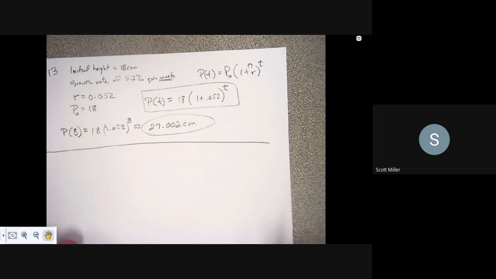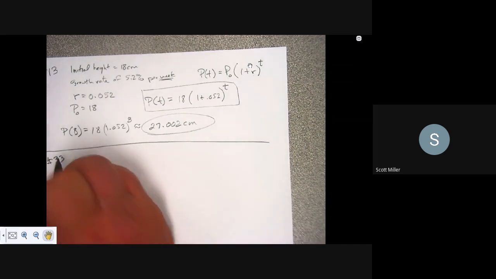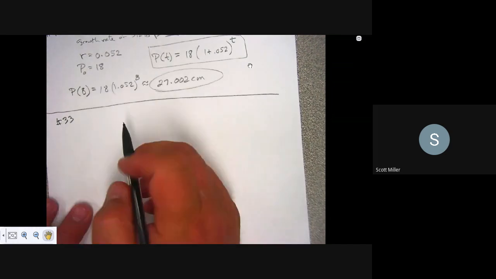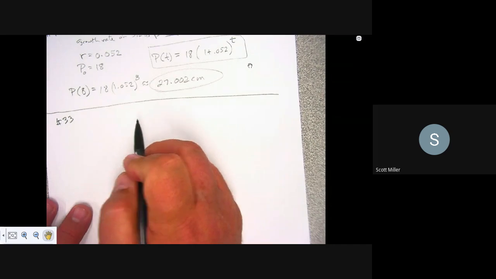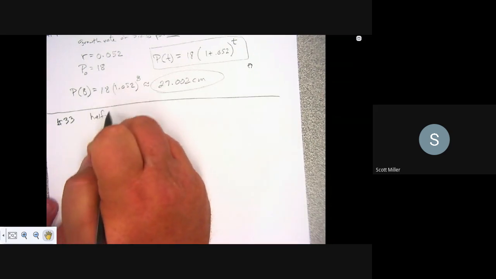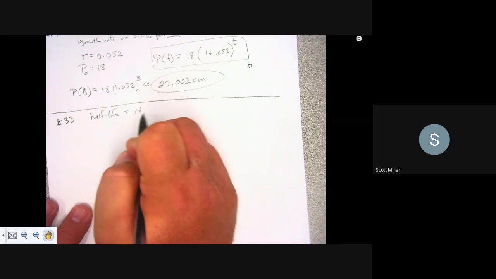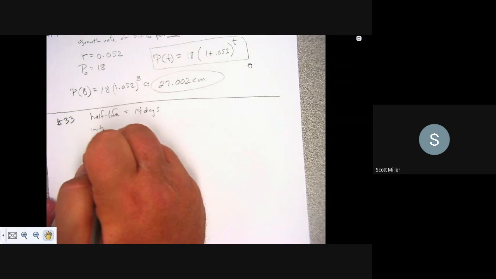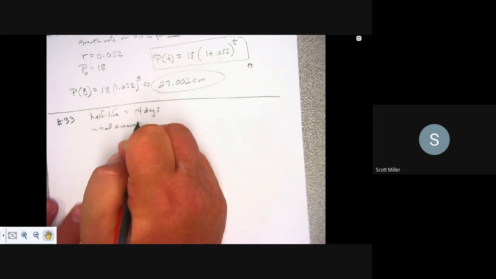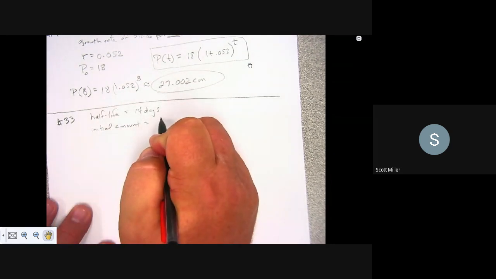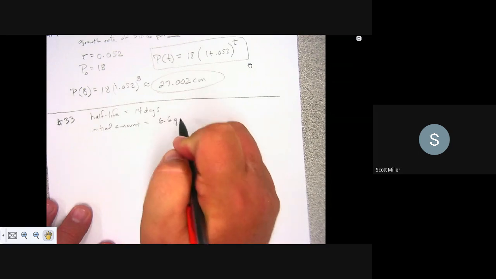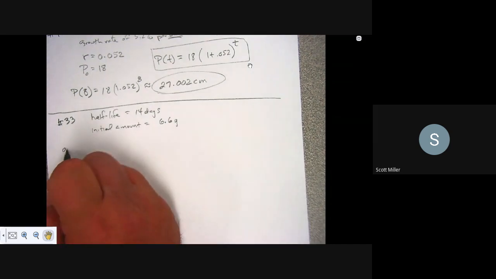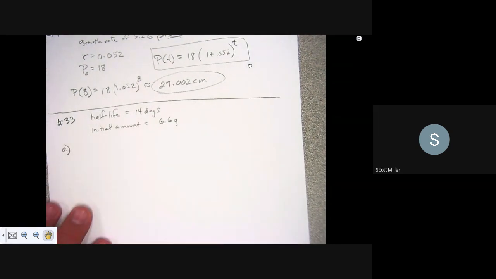So radioactive decay, I want to look at problem number 33 in your textbook on page 265. So we have a half-life of 14 days. Your initial amount, this is all information they gave you, is 6.6 grams. The first thing they want you to do is find me the equation for this.